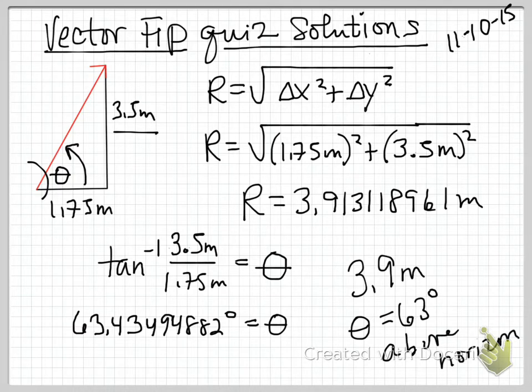Note, there's no compass rose in this problem, so you can't say that this is north of west. It's just above the ground. We have no idea what direction the ladder is facing.